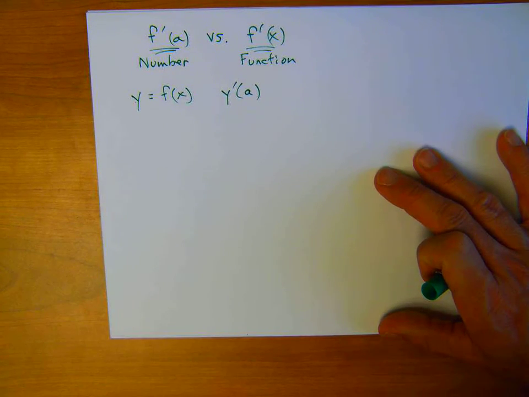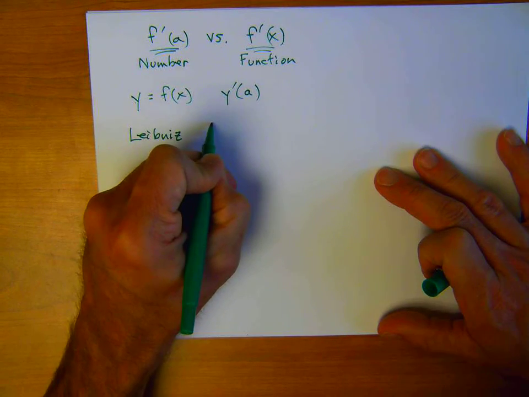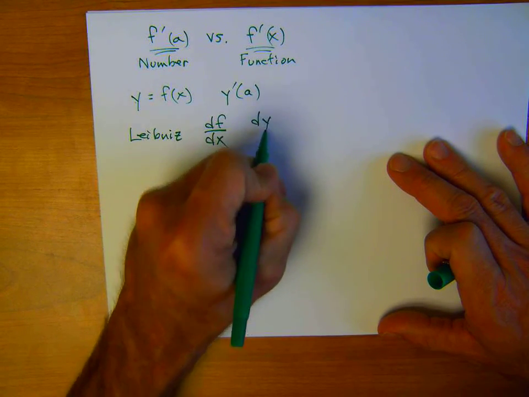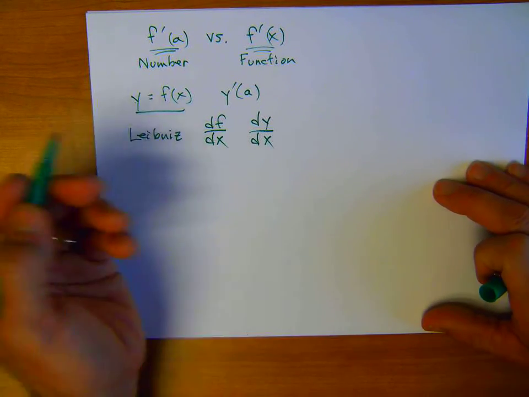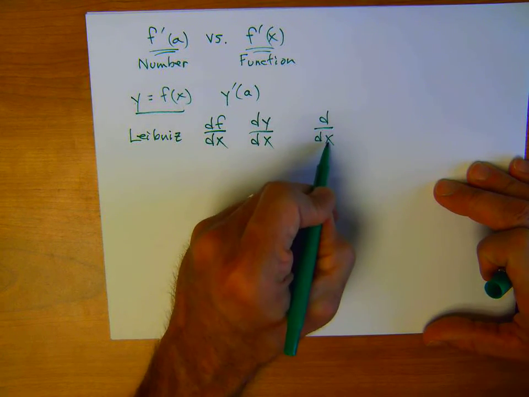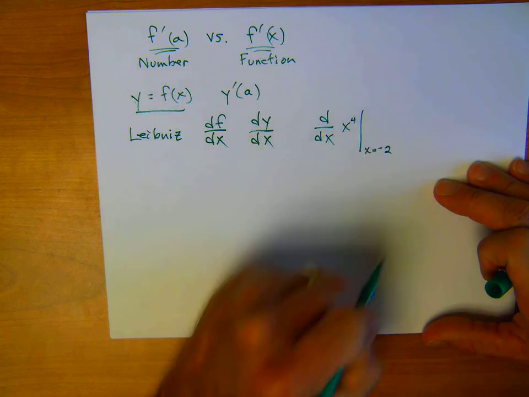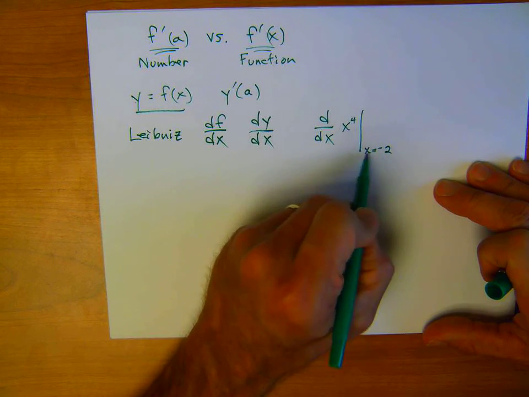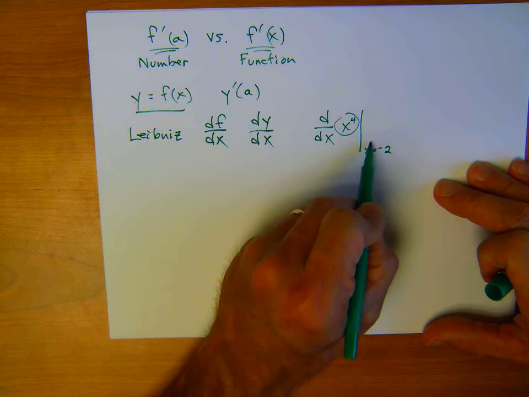Another notation that you might see is called Leibniz notation, and it looks like df dx, or it might be dy dx, right? Because y and f are kind of the same thing. So, for example, you might see the derivative with respect to x of something like x to the 4th, and you might see a line with x equals -2. So this says the derivative of x to the 4th evaluated at x equals -2. So this would give us the slope of the tangent line to this function at this point.